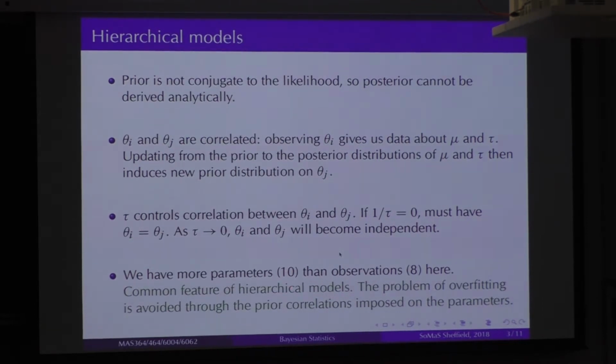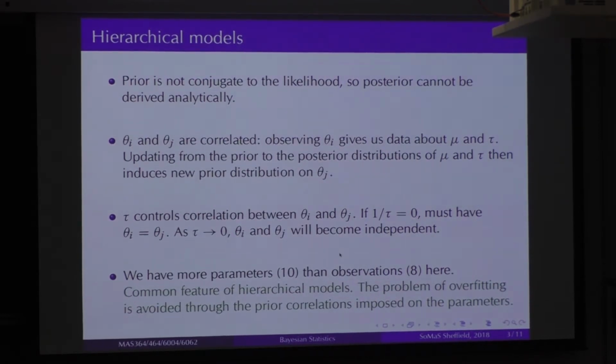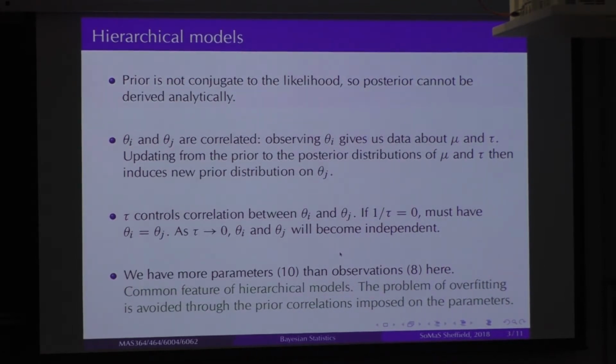And what I mentioned before, we have more parameters than observations, but given that these parameters are correlated, then we will have a well-defined problem, a well-defined model in Bayesian terms. Okay? Cool.